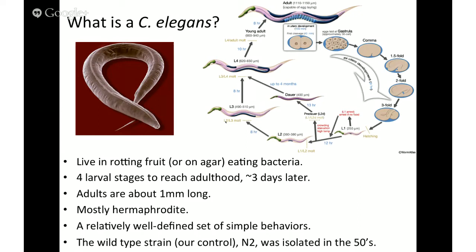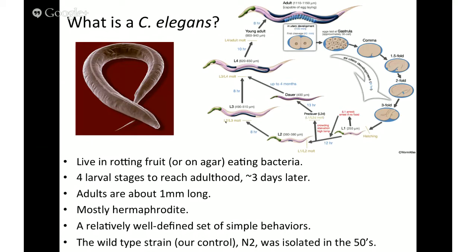Just to give you a sense of the size, it's only about a millimeter long when it's an adult, and they're harmless to us. And they're mostly hermaphrodite, which means they self-fertilize. So let's say you alter the genetics. Those genetics can be fairly stable because you have one organism giving rise to multiple progeny. Essentially, from one generation to the next, there's just not much change in the genetics, which is why we like it. They've got a relatively well-defined set of simple behaviors.